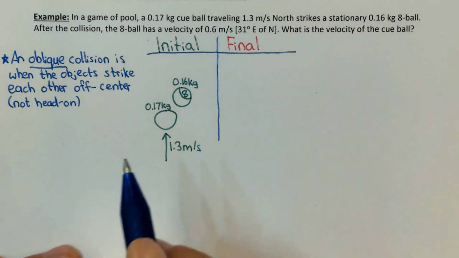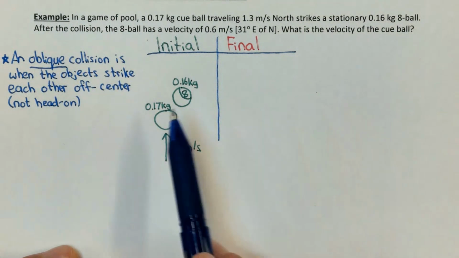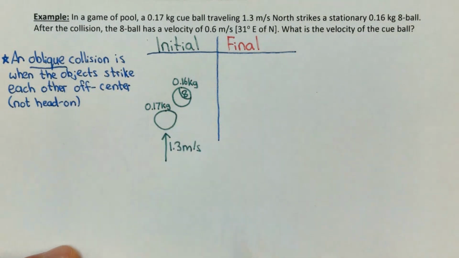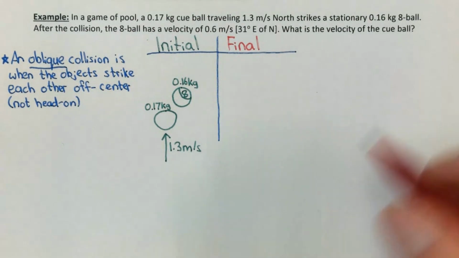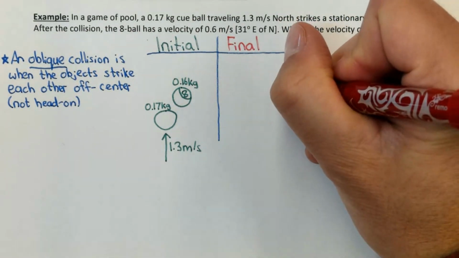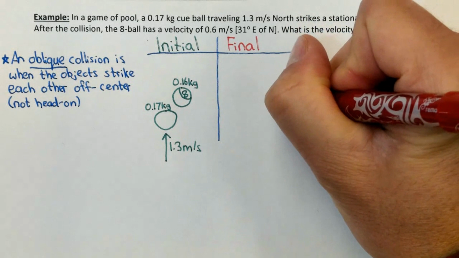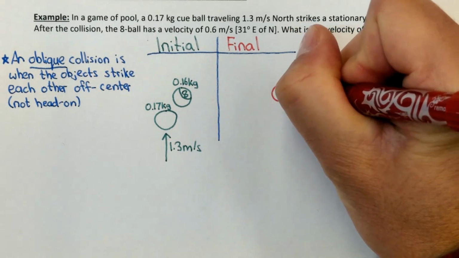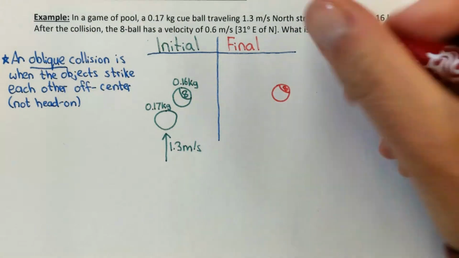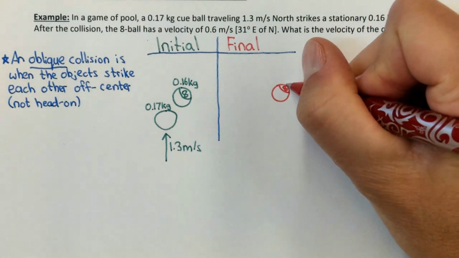So an oblique collision is when the objects strike each other off-center, not head-on. And that's what we have here. Okay, so what's happening on the final side, after the collision? Well, we have our 8-ball. There it is. And it's moving off with a velocity like this.